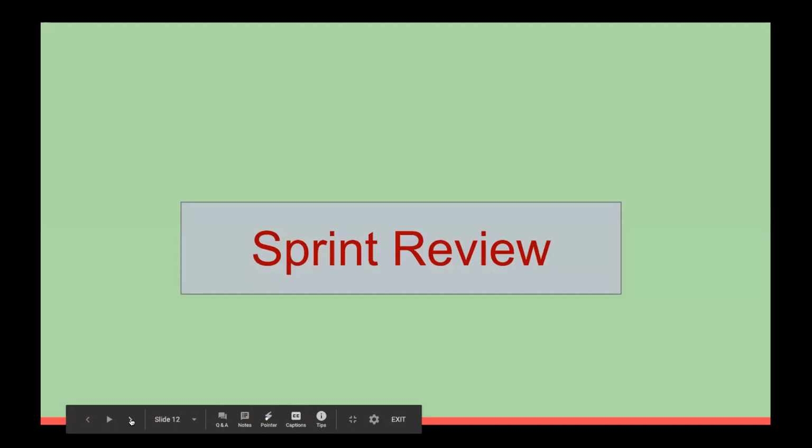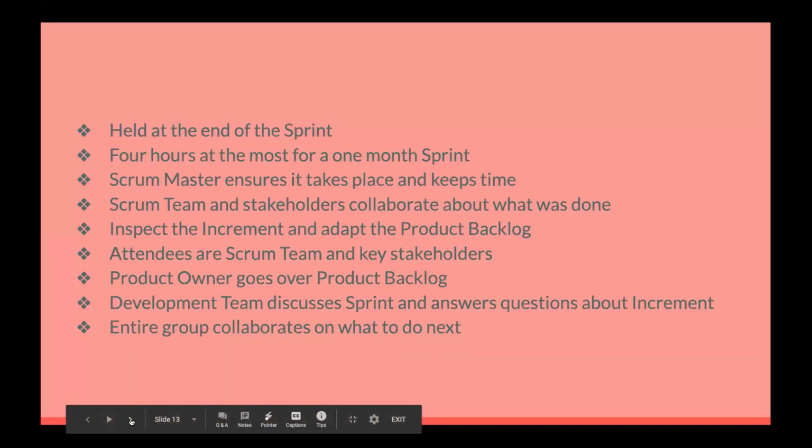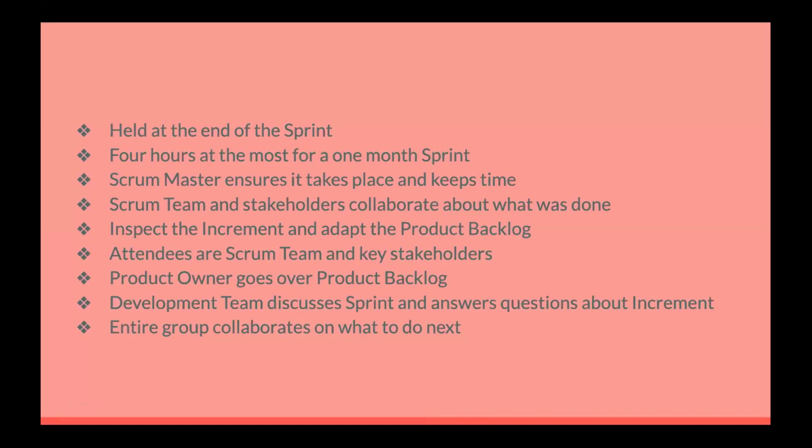Okay, then you have the sprint review at the end when it is done. It's 4 hours at the most for the 1 month sprint, and the Scrum Master ensures it takes place and keeps time. The Scrum team and the stakeholders collaborate about what was done, and they inspect the increment and adapt the product backlog. So usually the product owner will invite the attendees, and he'll explain what has been done and what hasn't.